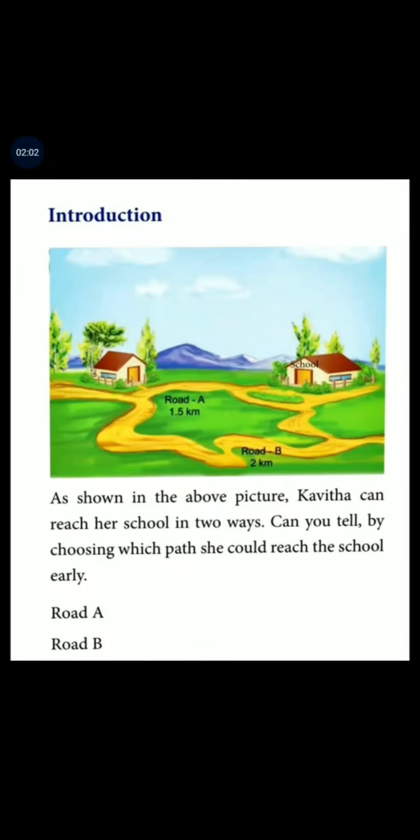So look at the picture again. The distance between school and house via road A is 1.5 kilometers. In the same way, the distance between school and house via road B is 2 kilometers. So both are distances. Which one is the displacement? Road A is the displacement, because the shortest distance is called displacement.